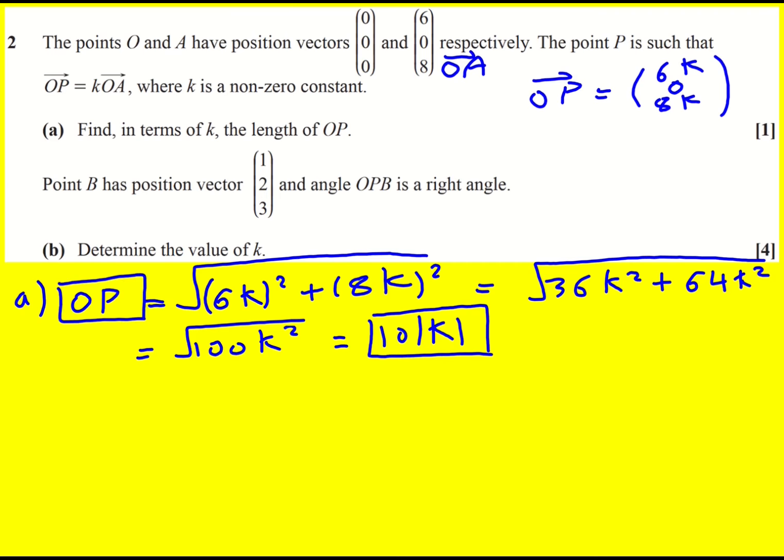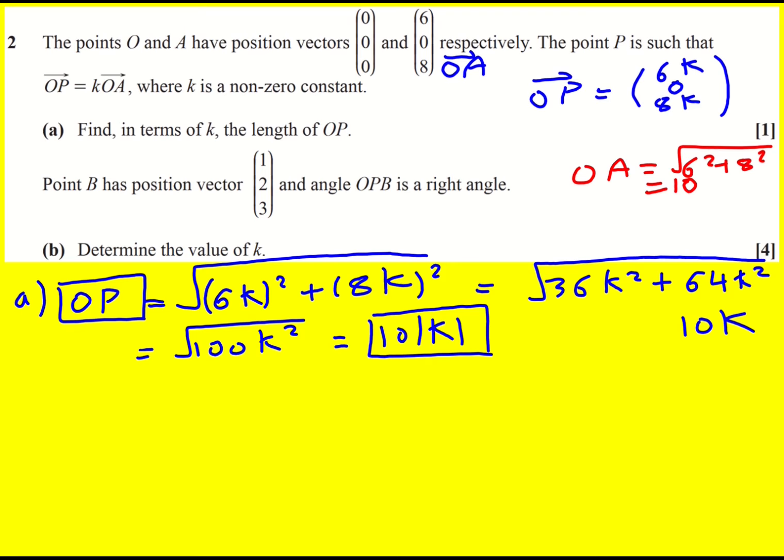Don't stress if you don't see that though. I mean, I got to be honest, when I did it, I just automatically wrote 10K. The other way to do this, by the way, is to find the length of OA, which is going to be 6 squared plus 8 squared, square rooted, which gives 10. And because we're just timesing, this avoids having to square the K and everything. Because OP is KOA, the length is just 10 times the modulus of K. We can get there that way instead.